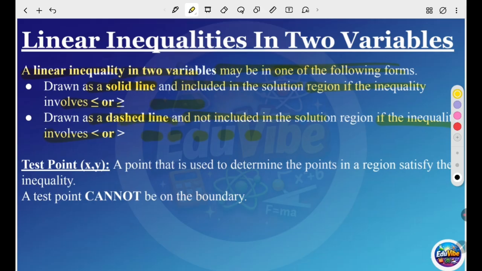How? We will discuss. And you all know that we have a test point. We know that we have a test point in the graph, which is (x, y). That point is used to determine whether the points in the region satisfy the inequality. The test point cannot be on the boundary. It should be off the line. In that case, we can use the test point (0, 0). This is the region, and this is the test point in any graph.